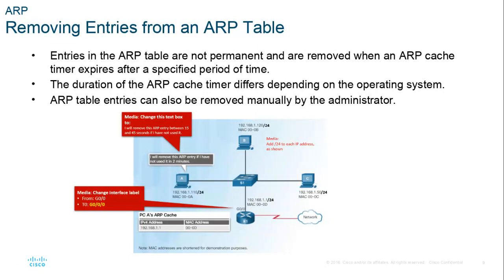Usually about 3 minutes. Sometimes on routers and switches, they hold on to it for a little bit longer. You can also go and remove them yourself. You could clear your ARP cache table on your desktop PC by typing a certain command. You can do that on routers and switches as well. But you don't have to do this. Automatically after 3 minutes, they'll fade away all by themselves.